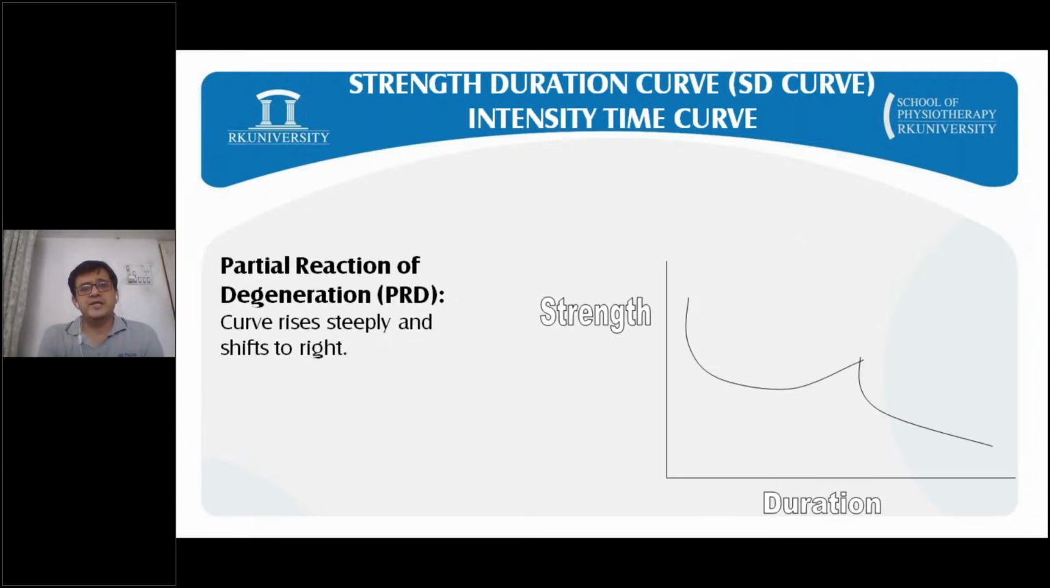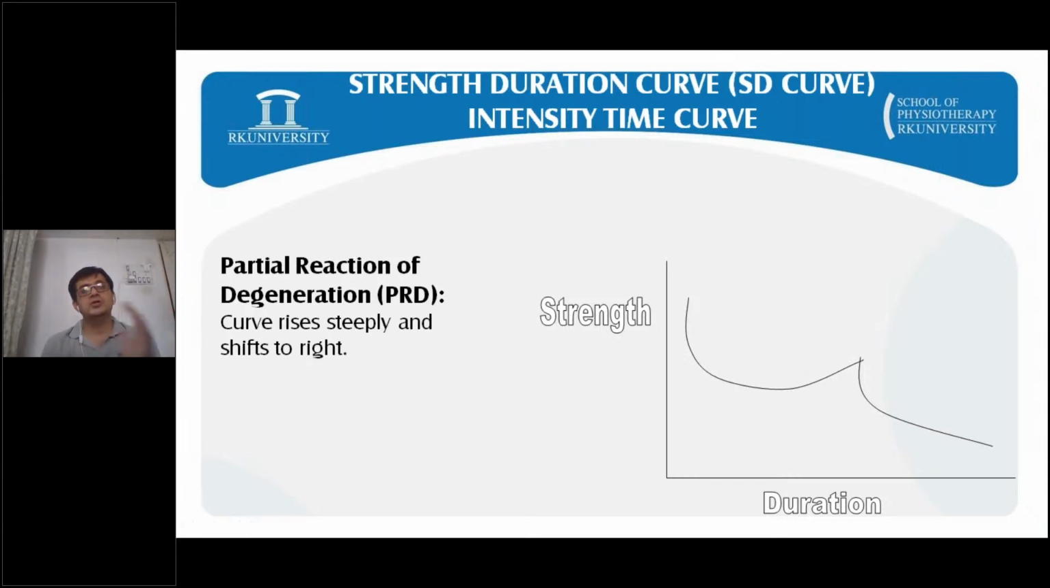Then comes PRD, that is partial reaction of degeneration. In this, you can see there is a kink. One graph is towards the right side of the kink and one graph is towards the left side of the kink. The graph on the right side is because of denervated as well as innervated fibers. But the graph on the left side is because of only innervated fibers.